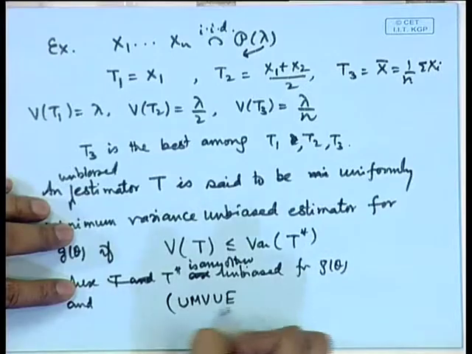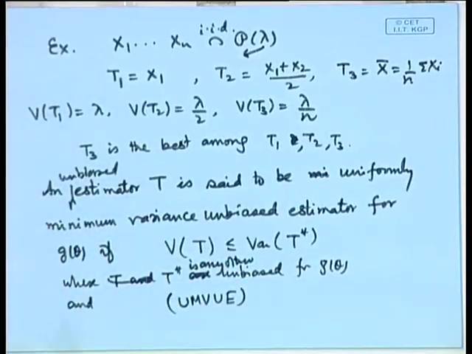Now, the question arises of how to check that it is a uniformly minimum variance unbiased estimator, or how to find one, because here we have already got it and can check, but the total number of estimators is infinite, and therefore, how do we find it? So, we have to develop a method for finding out the UMVUE. In the next lecture we will be considering these methods.